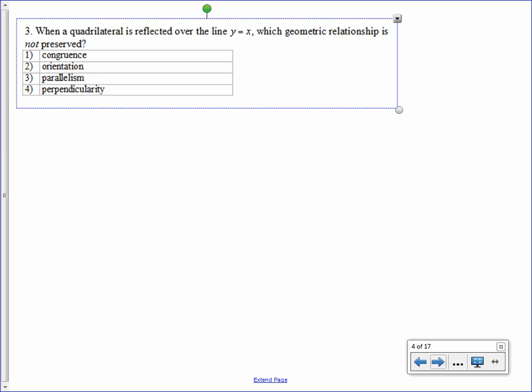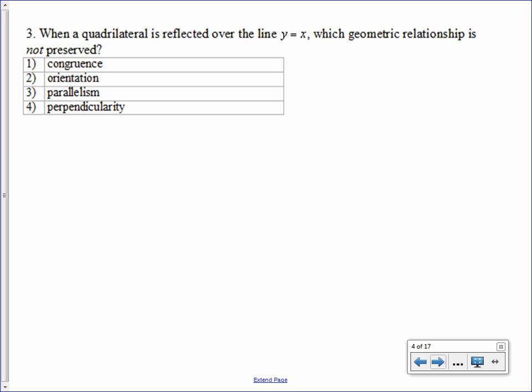When a quadrilateral is reflected over the line y equals x, I don't care what you're reflecting. When you're reflecting, what is not preserved? Orientation. Dilation is the only one that does not preserve size. Reflection is the only one that does not preserve orientation.